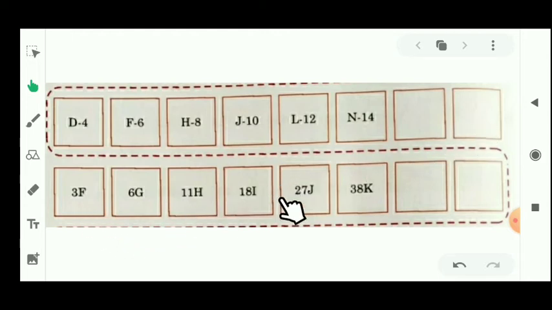Read the next pattern. F, G, see the alphabets only. All alphabets are in the sequencing order. First is F, G, H, I, J, K, then next is L, this next is M.